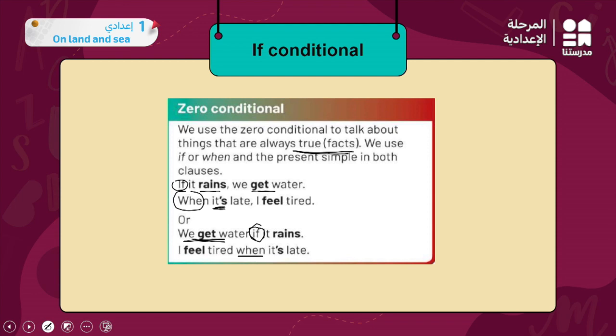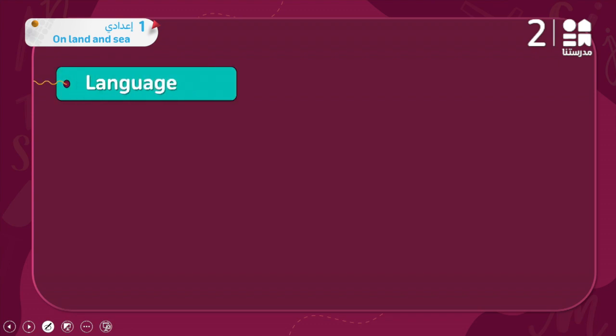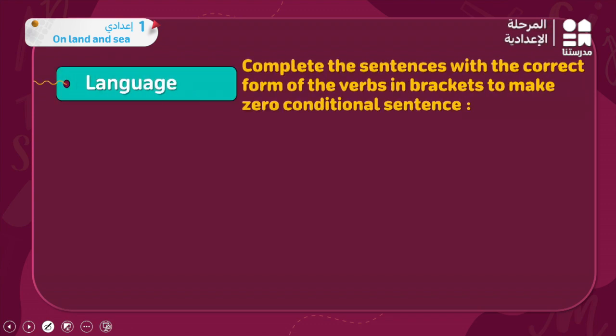يبقى ال zero condition present simple، ال two clauses in the present simple. When should I use the zero condition? With the facts مع الحقائق like the scientific facts or with the general truths. Okay? تمام. Let's answer some questions to check our understanding.